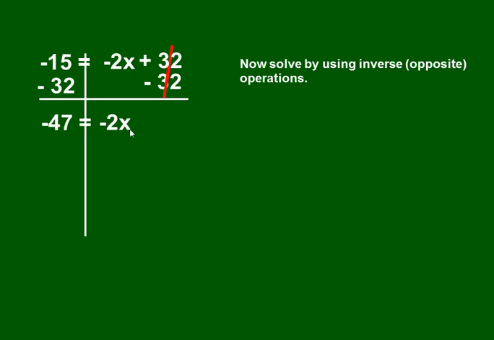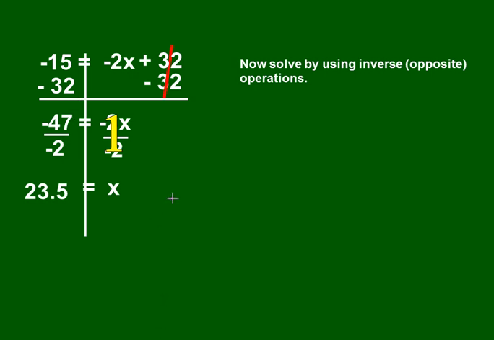I still don't have x by itself. It's being multiplied with negative 2. The opposite of multiplying by negative 2 is dividing by negative 2. So I'm going to do that on both sides. Negative 2 divided by negative 2 is 1x. Again, we don't write that 1, we would just write x. Negative 47 divided by negative 2 is positive 23.5. And again, be very careful. Plug this in your calculator and watch your signs.